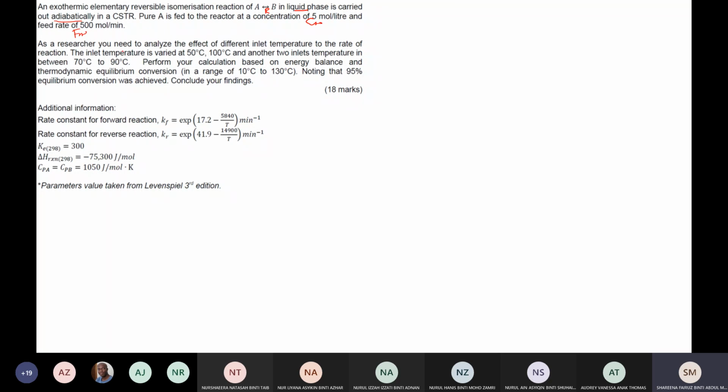As a researcher, you need to analyze the effect of different inlet temperatures on the rate of the reaction, which varied from 50 and 100, and another two inlet temperatures are 70 and 90. Perform your calculation based on energy balance and thermodynamic equilibrium conversion in a range of 10 to 130 degrees Celsius, noting that 95% equilibrium conversion was achieved. Conclude your findings. So this is the information given.